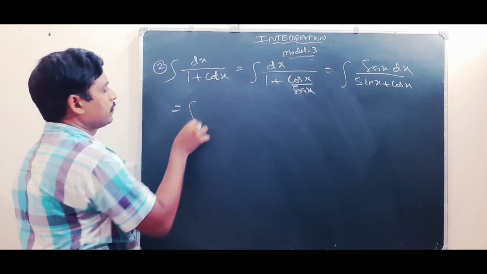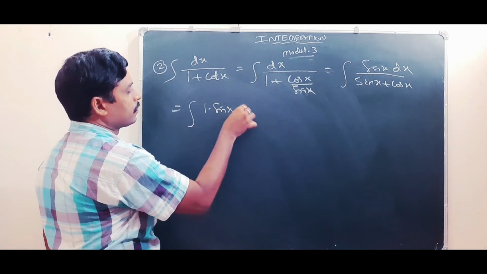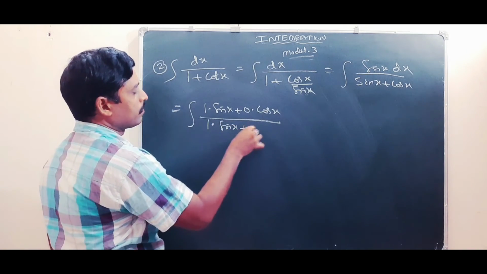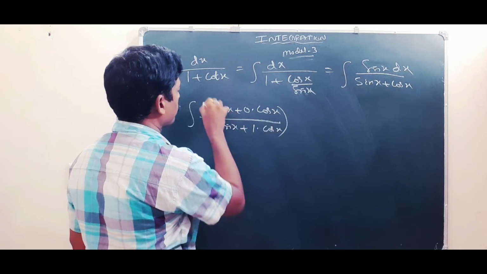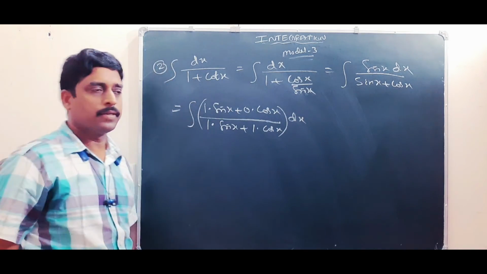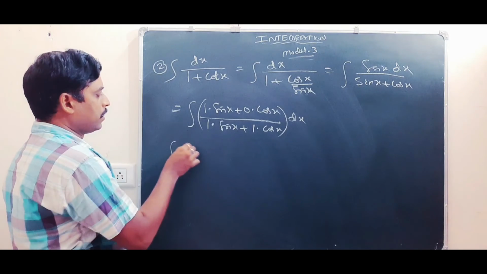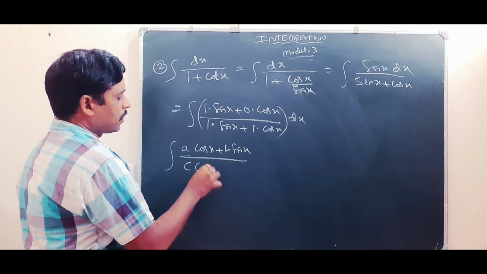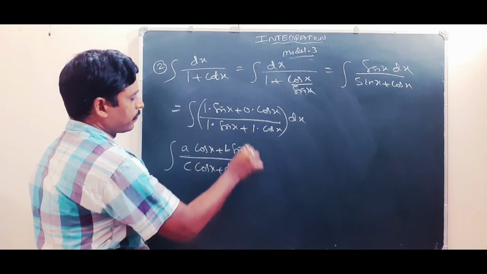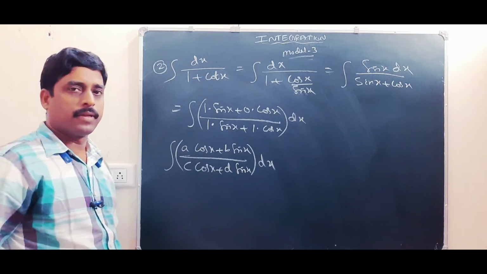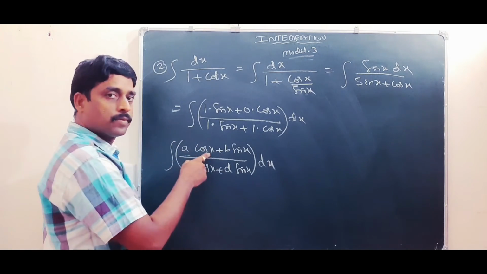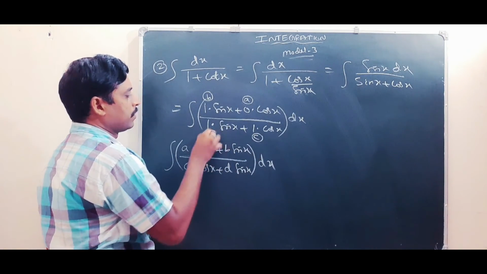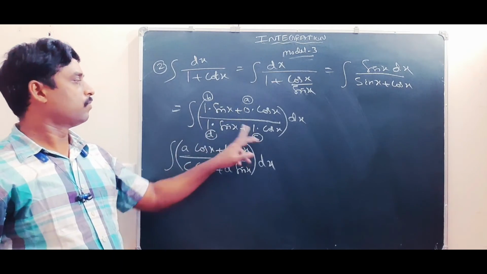Okay, integral of 1 into sin x plus 0 into cos x by 1 into sin x plus 1 into cos x. On comparing with integral a cos x plus b sin x by c cos x plus d sin x, where a is the coefficient of cos x, then b, c, d, the a, b, c, d values are 0, 1, 1, 1.